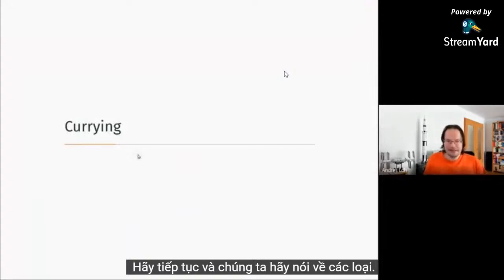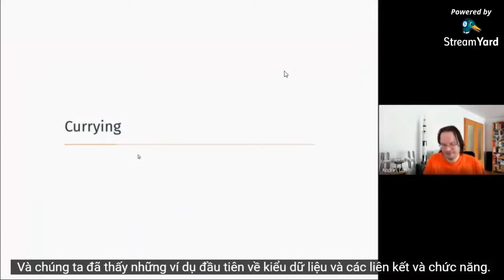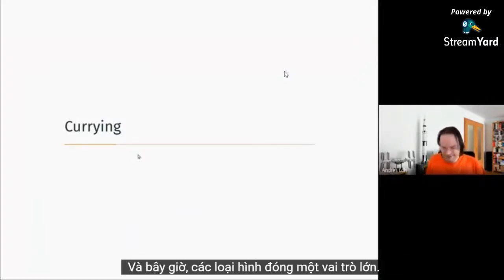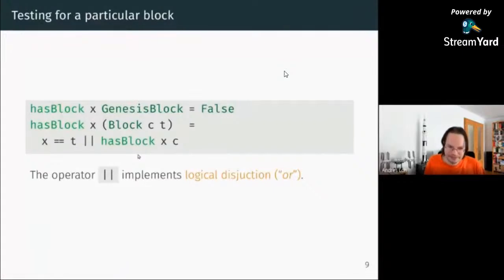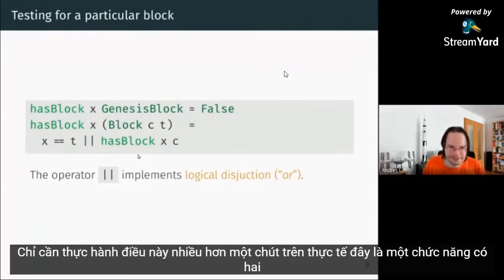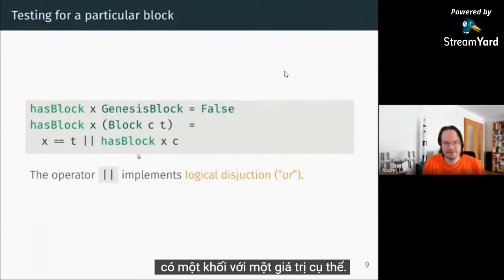Let's go on and let's talk about types, because we've now been looking at data types and functions, and we've seen our first examples of data types and bindings and functions. And now types play a big role. So in order to talk about types a bit more, we'll look at one more example of a function. Just to practice this a bit more. And actually, this is a function that has 2 arguments. It's called hasBlock, and it tests whether a given chain has a block with a particular value.